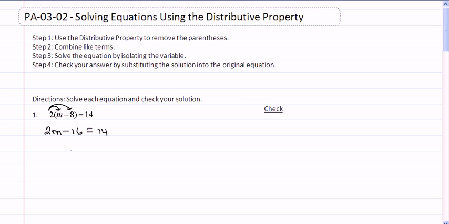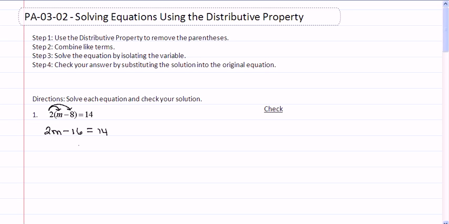Now for combining like terms, you look to see if you have any like terms on either side of the equation, which in this case you don't. 2m and negative 16 are different terms because the 2 has an m next to it and the negative 16 does not. Therefore, there are no like terms to combine in this example.